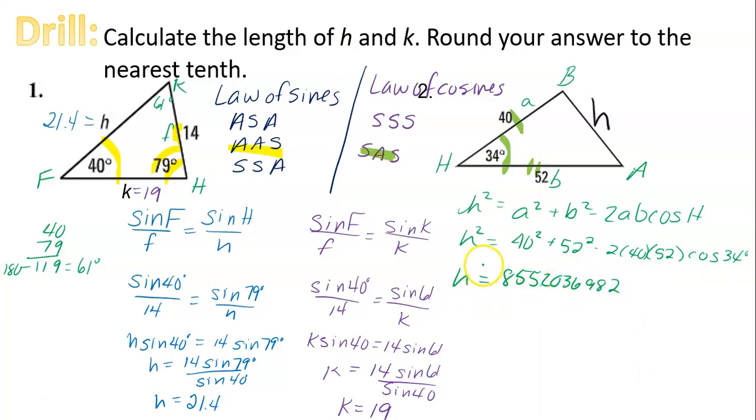And we don't round till the very end, so we're going to take the square root of that. And remember, on your calculator, you can just do the square root of the answer, which is second the negative sign. And so we find that h is 29.24, so h would be 29.